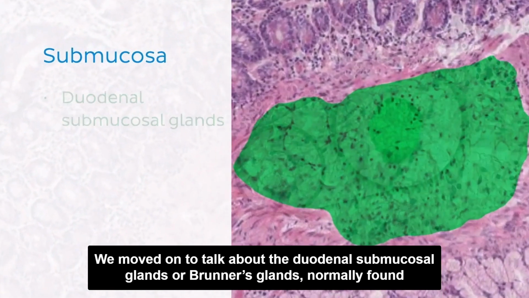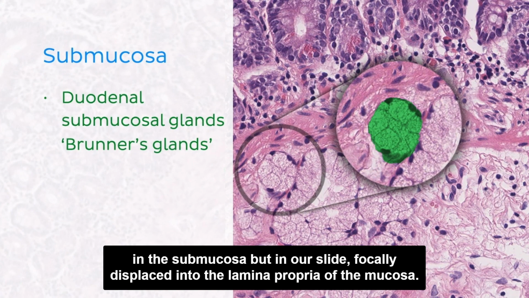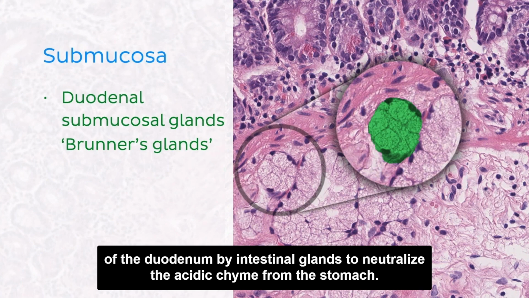We moved on to talk about the duodenal submucosal glands, or Brunner's glands, normally found in the submucosa, but in our slide, focally displaced into the lamina propria of the mucosa. We learned that these glands produce alkaline mucin, which is transported into the lumen of the duodenum by intestinal glands to neutralize the acidic chyme from the stomach.